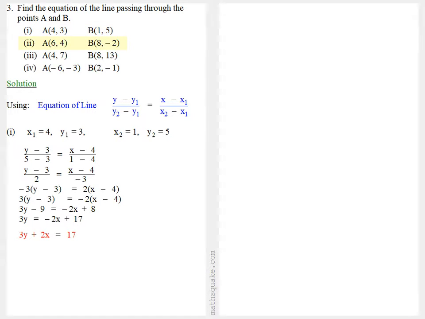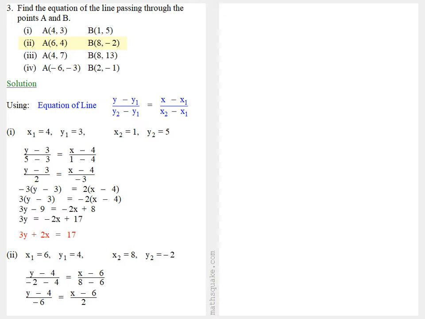In question 2, the points are A (6, 4), and B (8, -2). So x1 is equal to 6, y1 is equal to 4, x2 is equal to 8, and y2 is equal to -2. So substituting in the equation (y minus y1) over (y2 minus y1) equals (x minus x1) over (x2 minus x1) gives us (y minus 4) over (-2 minus 4) equals (x minus 6) over (8 minus 6). In other words, (y minus 4) over -6 equals (x minus 6) over 2.